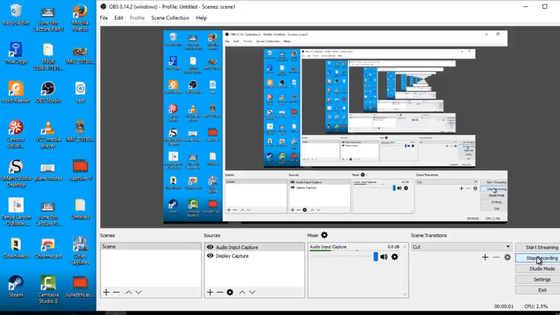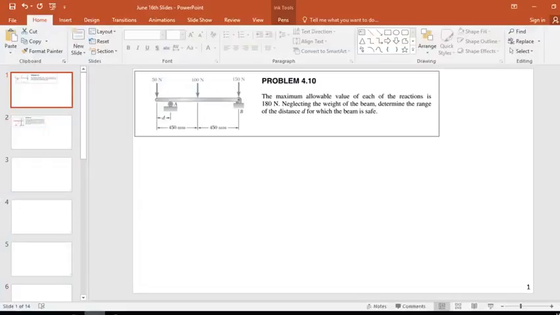Okay, good morning. So here we are. It is June 16th, 2016, and let us continue our work on the equilibrium of rigid bodies.